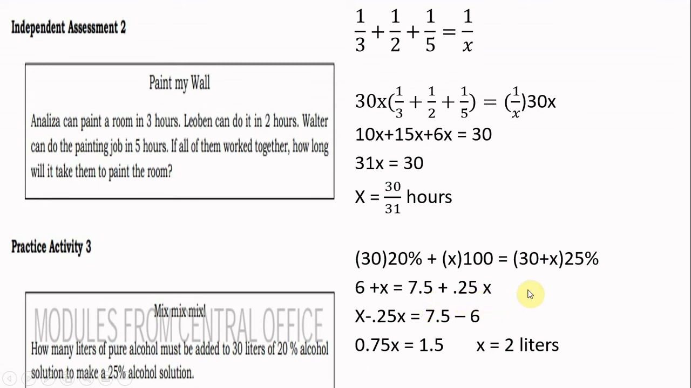Okay, now isolate x on the left side. Transpose 0.25x to the left side, that will be x minus 0.25x, equals 7.5. Transpose 6 to the right side, that's minus 6. So x minus 0.25x, that's 0.75x, equals 1.5. Divided by 0.75, divided by 0.75, so it needs to have 2 liters.